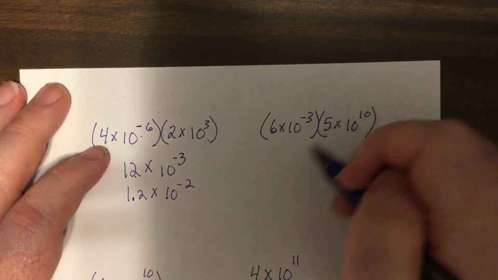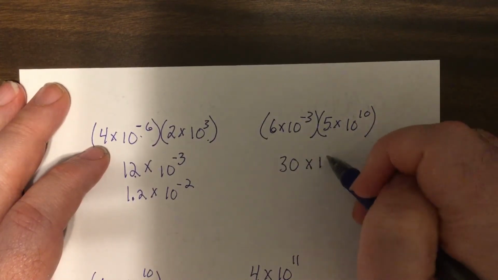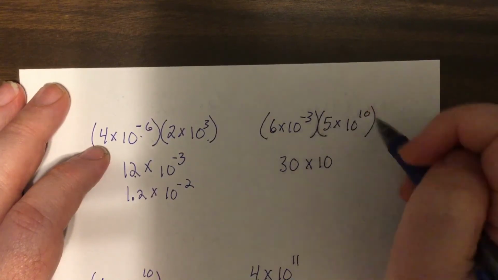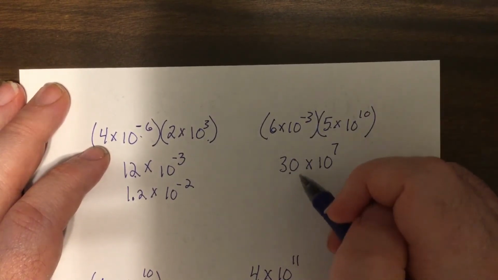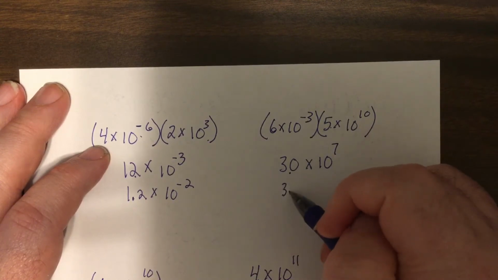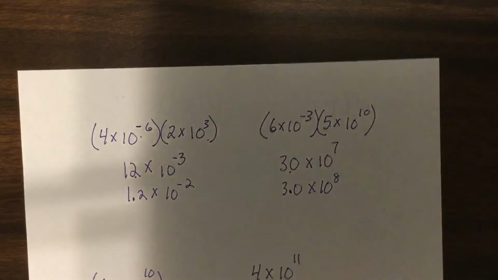Here is 6 times 5 is 30, times 10 to the, when you multiply two things with the same base, you add, so that'd be 7. But again, this is bigger than 10, so you have to divide by 10, so it's 3.0 times 10 to the 8.